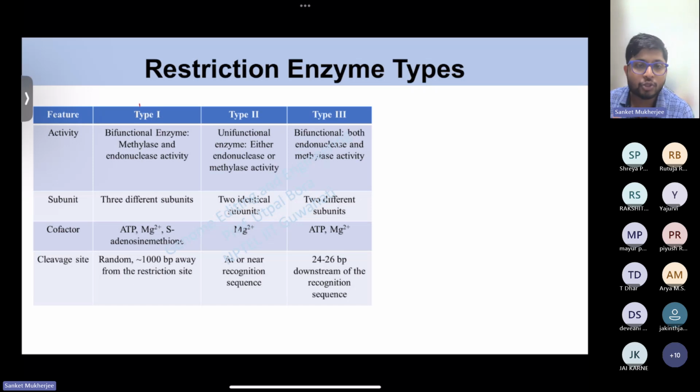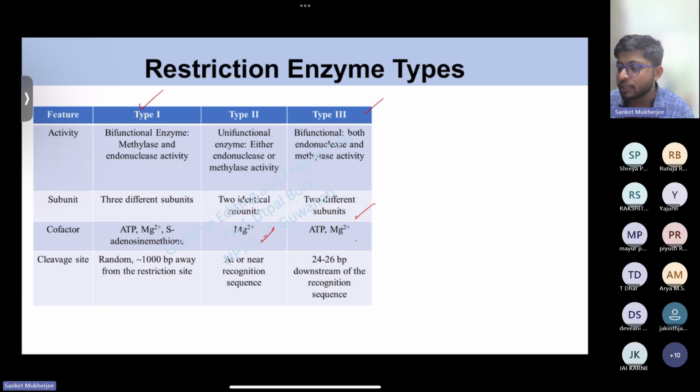Type 2, which is the most used enzyme in molecular biology, is unifunctional, which has either endonuclease activity or methylase activity. Now they have two identical subunits, and they also have magnesium ion as cofactor, and they cleave at the recognition site. Okay, so right where there is recognition of the sequence, there only there is cleavage. And type 3 restriction enzymes are bifunctional with both endonuclease and methylase activity, and have two different subunits. ATP and magnesium ions are cofactors, and they cut around 24 to 26 base pairs downstream of the recognition sequence.